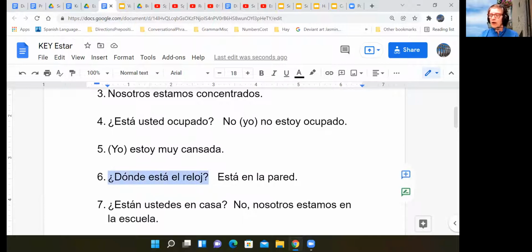Oh, I want to talk where instead of reloj here, it might be a clock on the wall. ¿Dónde está el reloj? Reloj. ¿Dónde está el reloj? Where is the clock? Está en la pared. It's on the wall. La pared is an interior wall, like a wall inside your house. Está en la pared. It's on the wall.